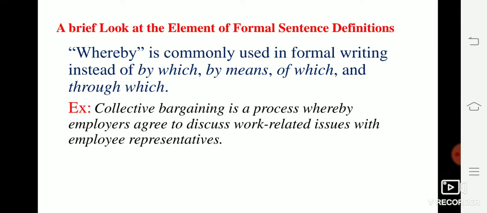Okay, all right. So please take note of this. This is formal writing. You use whereby to mean by which, by means of which, and through which. Okay, right. Let's go on to one more. Okay.